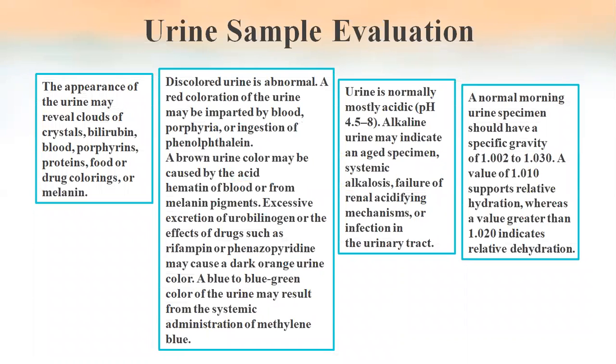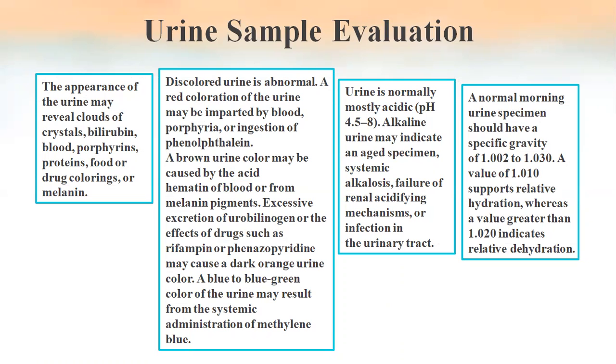Urine sample evaluation. The appearance of the urine may reveal clouds of crystals, bilirubin, blood, porphyrins, proteins, food, or drug colorings or melanin. Discolored urine is abnormal. Red coloration may be imparted by blood. Brown color may be because of acid hematine of blood or from melanin pigments. Dark orange urine may be because of excretion of urobilinogen or effects of drugs such as rifampin. Blue to blue-green color may be because of systemic administration of methylene blue.